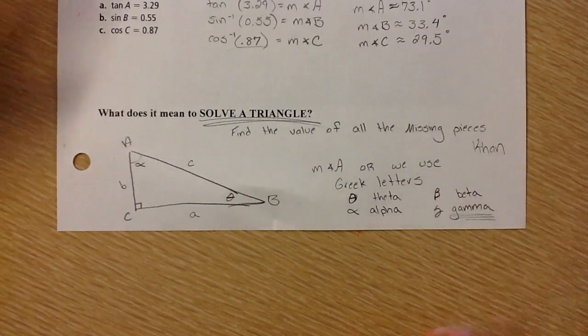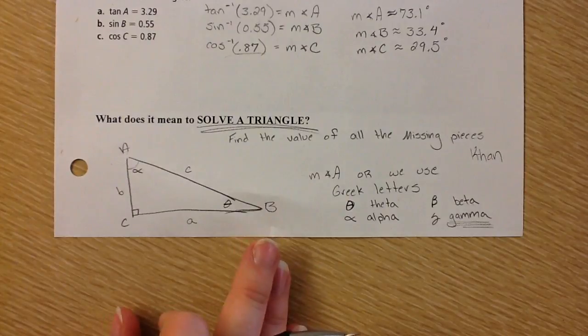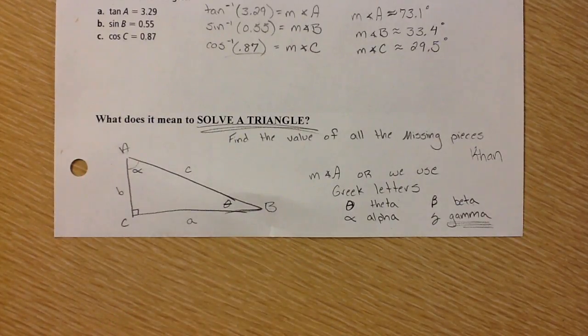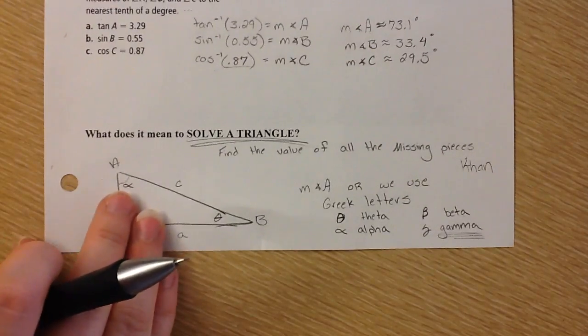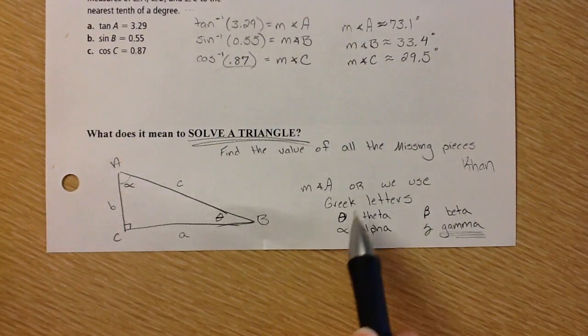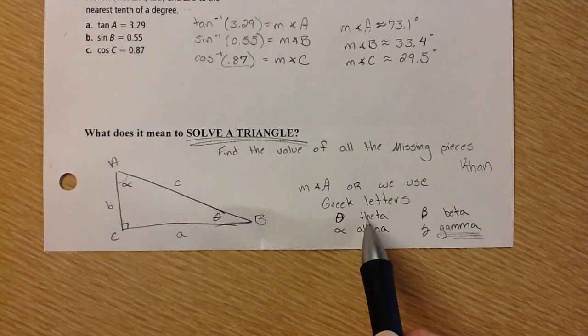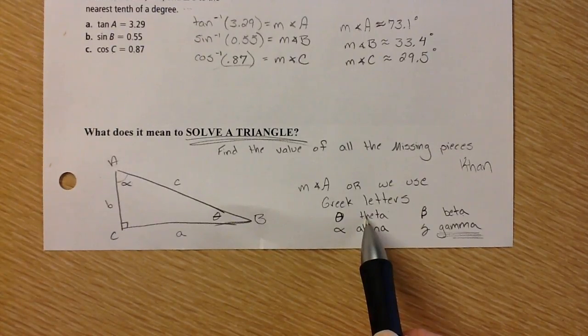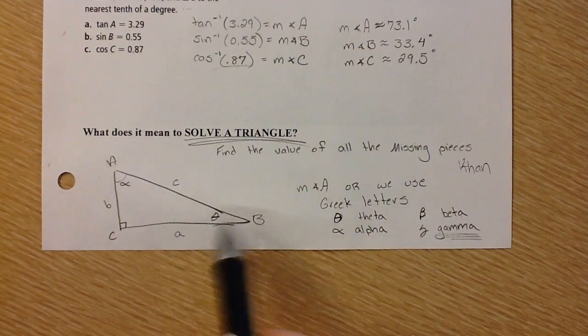Other textbooks use these letters a lot, theta, alpha, beta, gamma, and you will see them on things like the ACT, state testing, that type of stuff. So I wanted you to be familiar. It's not anything crazy, it's just another letter of the alphabet, just not our alphabet, it's the Greek one, that we tend to use for angle measures.